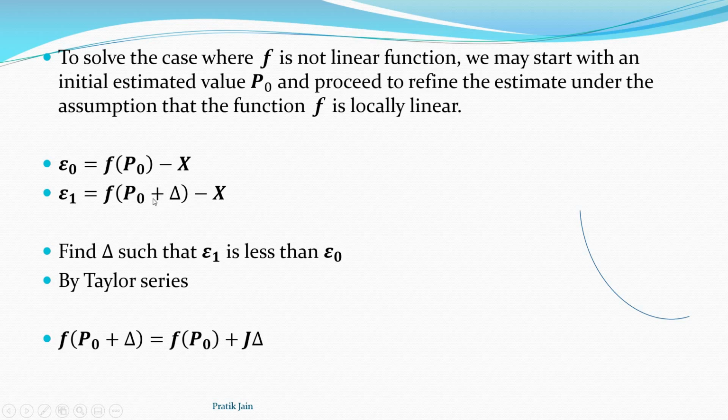That is the approach of mostly all the iterative methods. Given some p naught, in which direction should I go to update it such that my new error is minimum? So I have to find del such that the new error, say epsilon 1, is less than the previous error epsilon naught. That is my task now. Whenever you get this notation, you always call for the Taylor series for your help. Our Taylor series says f of p naught plus delta is equal to f of p naught plus J delta, where J is known as the Jacobian matrix.